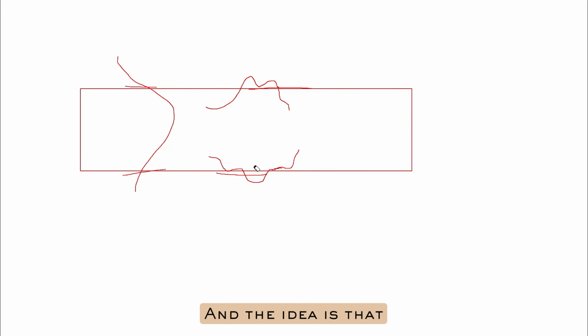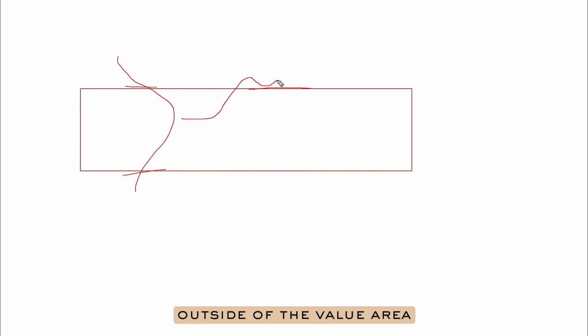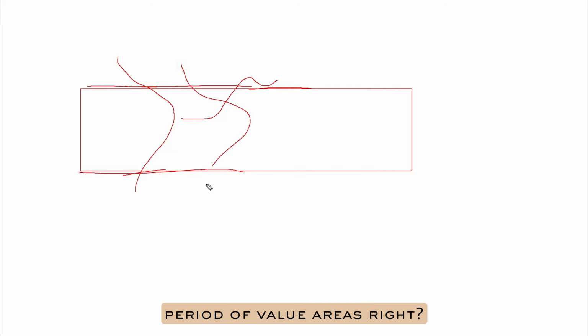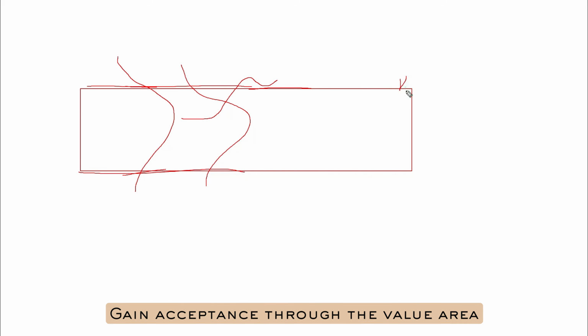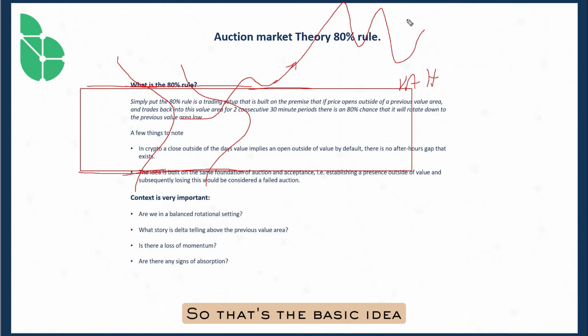The idea is that if we were auctioning down or up and gaining acceptance outside of a value area, you would likely be looking at range extension. So if you had a range established, let's say this is more than just one period, and value areas gain acceptance through the value area high, what we're looking at is extension. If the market was bracketing for a period of time, you'd likely have some type of extension that would lead to a new value area. So that's the basic idea.